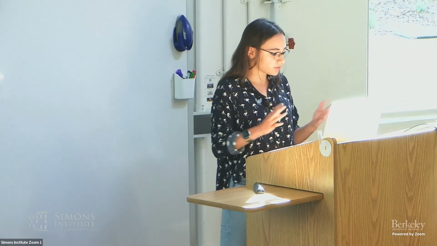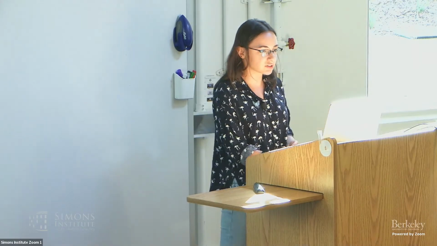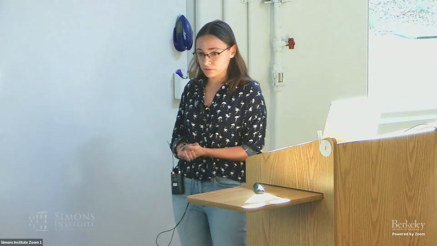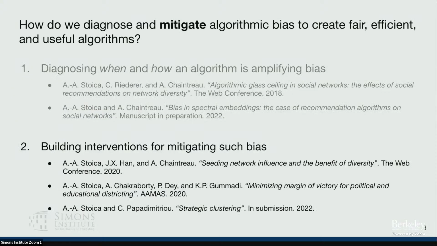In my work, generally, I focus on thinking about questions of diversity and inequality. And the main question that I've been working on so far is how do you diagnose and mitigate algorithmic bias to create fair, efficient, and useful algorithms? Thinking about how different algorithms may affect different subpopulations in your graphs, in your networks. For the first part, I've worked mostly on recommendation systems and ranking systems regarding search, for example. And for the second part of the question, I've worked on redesigning algorithms for cases like information diffusion or clustering.